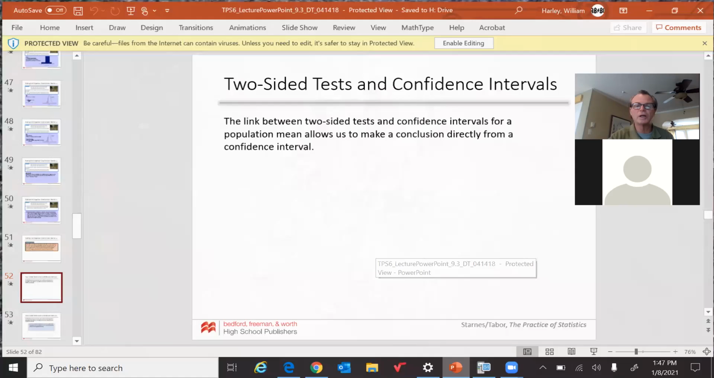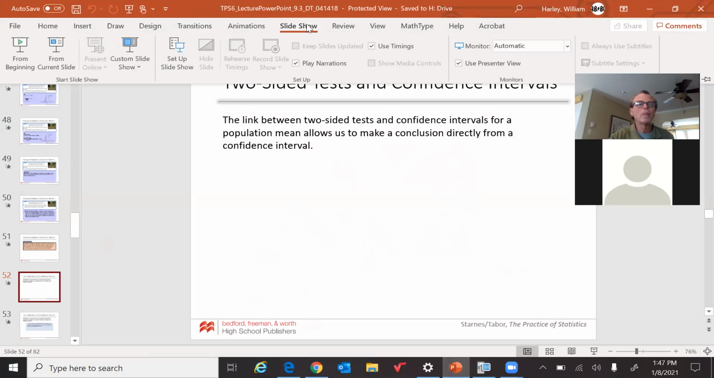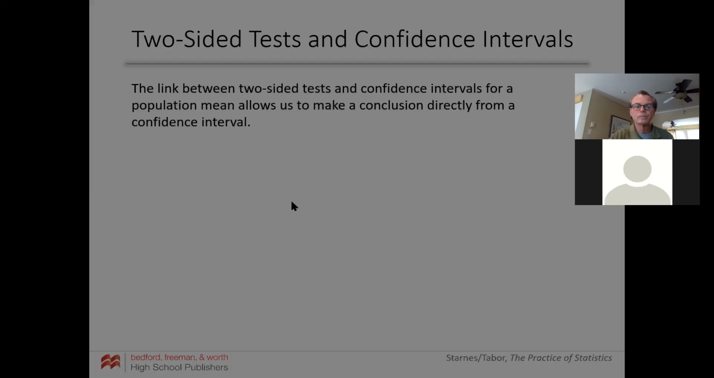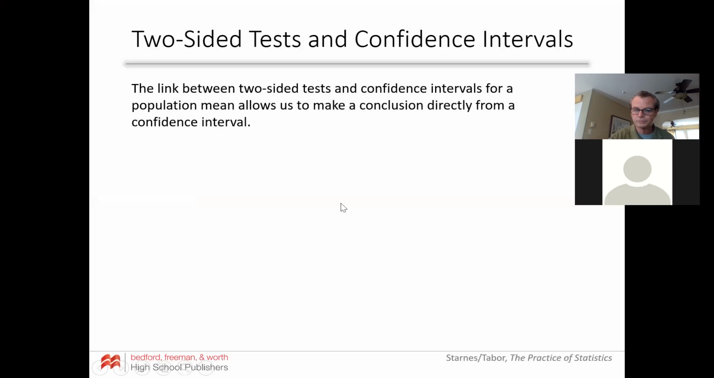So this is 9.3 beta. Now, this is the distinction you have to make. The link between a two-sided test and a confidence interval for a mean says you could go directly to the confidence interval. The two match up exactly.